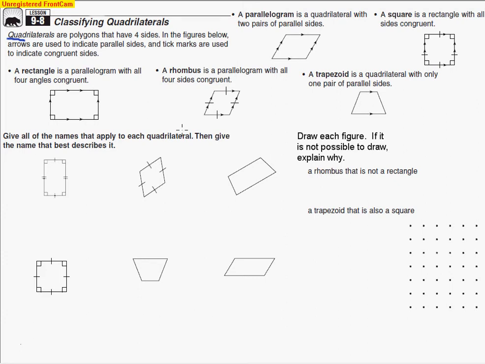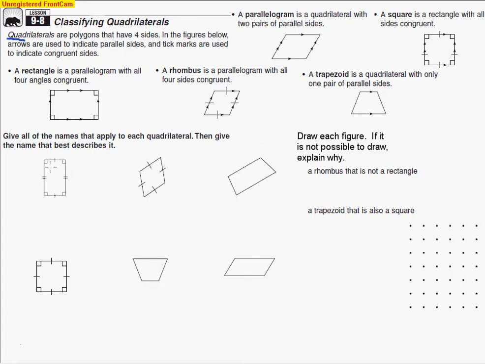So now what we get to do is give the name that applies to each of these quadrilaterals. So we get to describe it using as many different terms as we can. We know they're all quadrilaterals, so we don't need to rewrite that word, but we can rewrite whether they're parallelograms, squares, rectangles, rhombuses, or trapezoids. So let's take a look at our first one. Afterwards we'll use a comma to separate it, and then we'll describe the one that best describes it. And so we'll start with this.